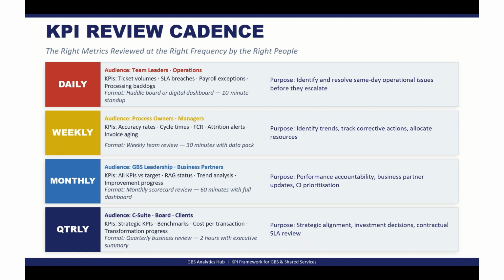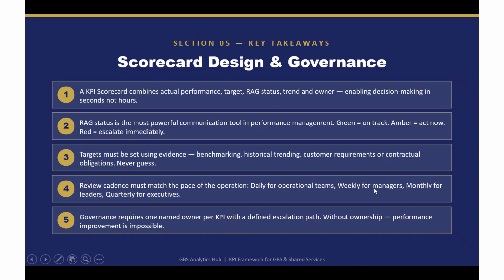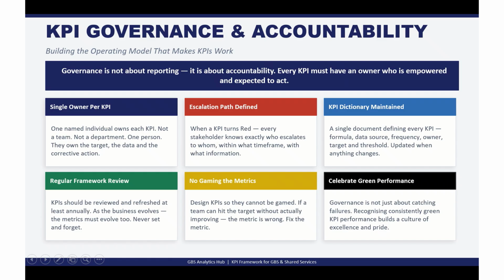Weekly reviews are for process owners and managers. KPIs like accuracy rate, cycle times, first call resolution, attrition alerts. 30-minute team review with a data pack. The purpose is to identify trends and track corrective actions.